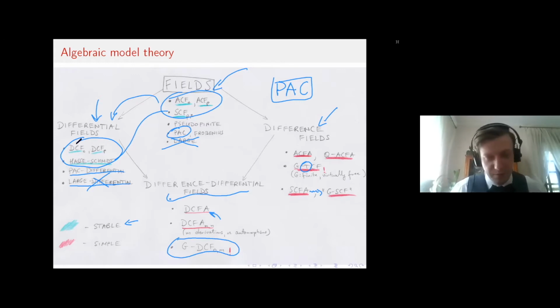That's some kind of behavior which is there. On the other hand, if you start with a field which is stable and try to add an automorphism or many automorphisms, usually you are not stable anymore, but you are just a simple field. Okay, any questions?